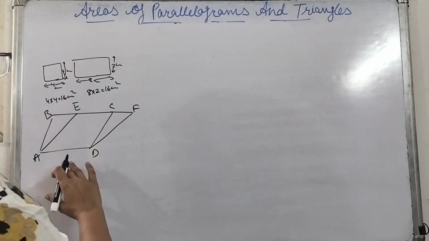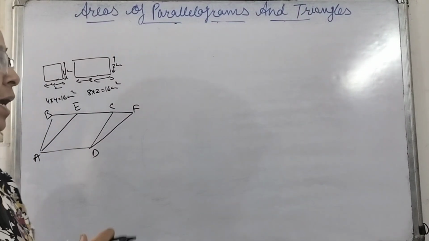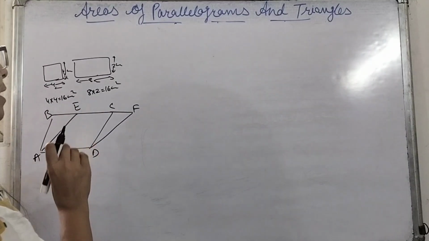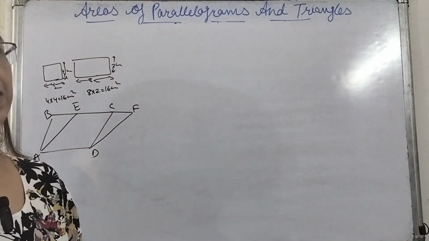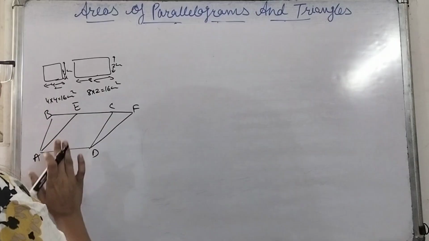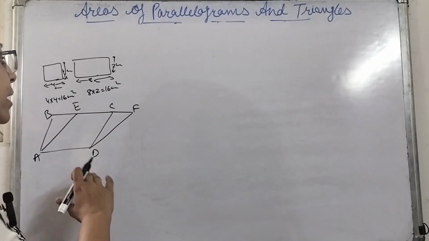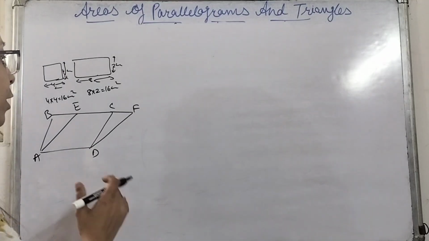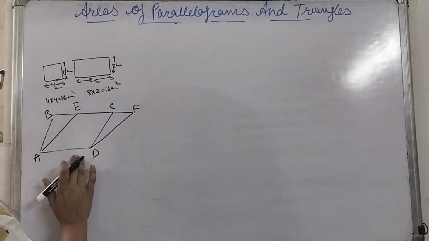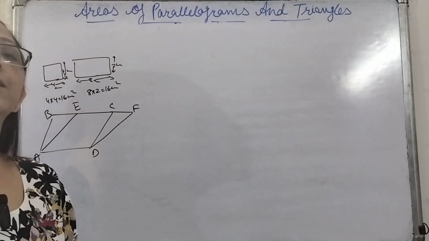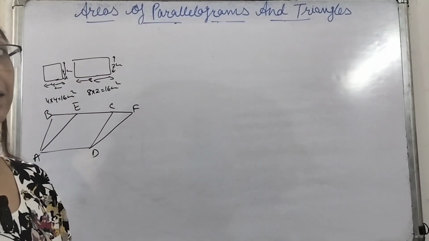So if there are two parallelograms which are on the same base and have the same area, then automatically we can conclude that they are lying between the same parallels. If two parallelograms are on the same base between the same parallels, we say that their areas are equal. But along with that, if two parallelograms are on the same base and have the same area, then they are going to lie between the same parallels also.